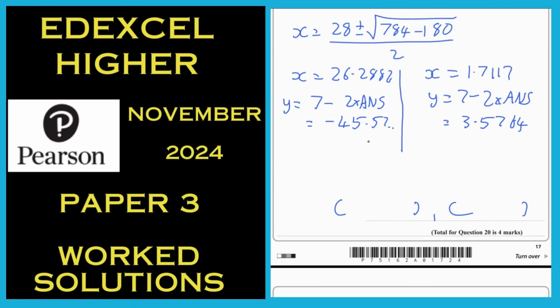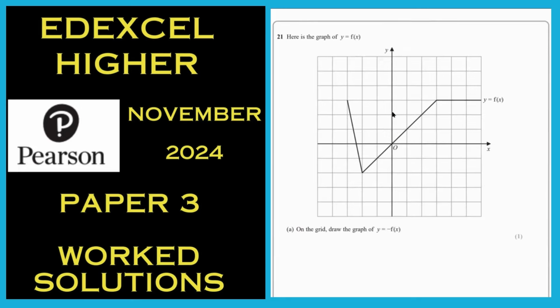Okay, none of that. Don't be idle. Write it out in full. When x is 26.3, y is minus 45.6, and when x is 1.71, y is 3.58. Yeah, normally they're a little bit friendlier than that. That one, not so.